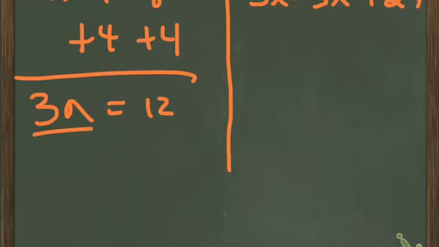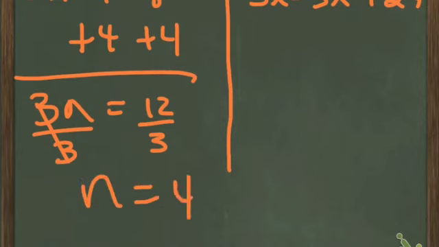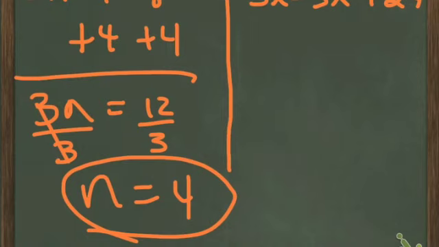And now we need to divide by the 3. It reduces on that side. So n will equal 4. Notice that we got a letter equaling a number, and that was our goal. Alright, let's move to this one, and this one's changed a little bit.